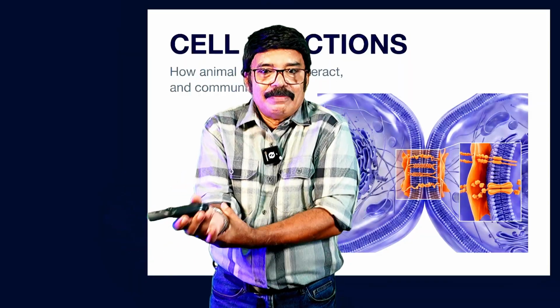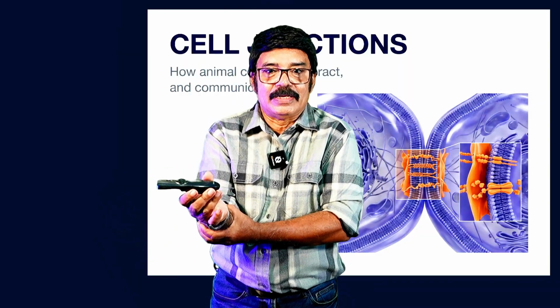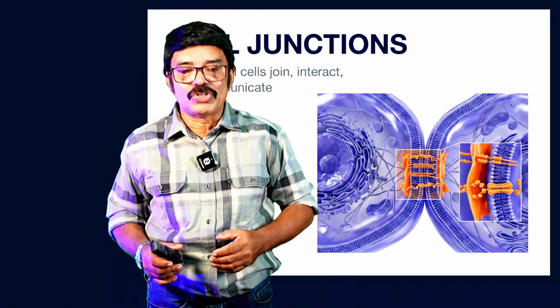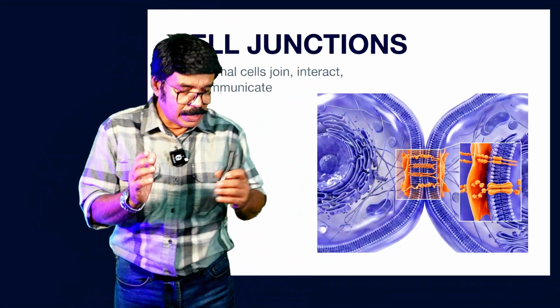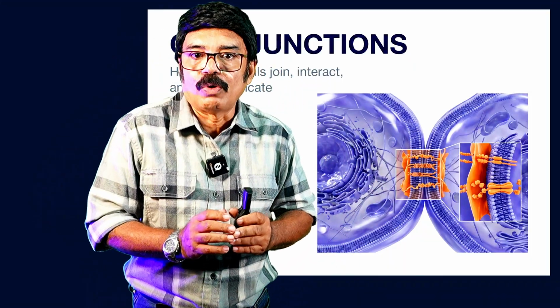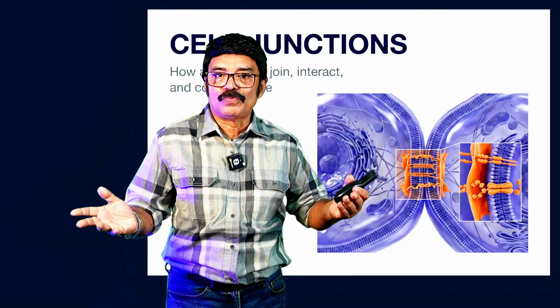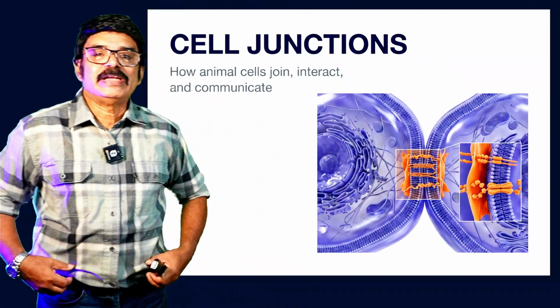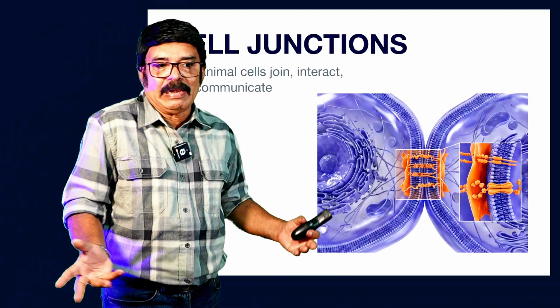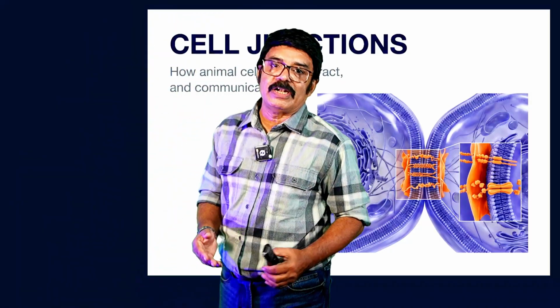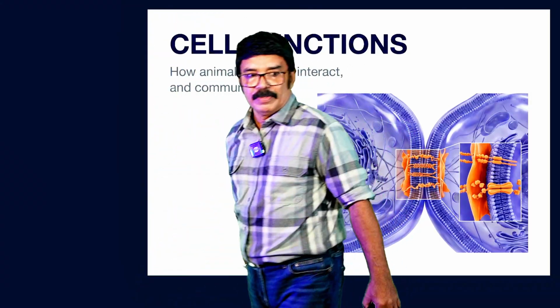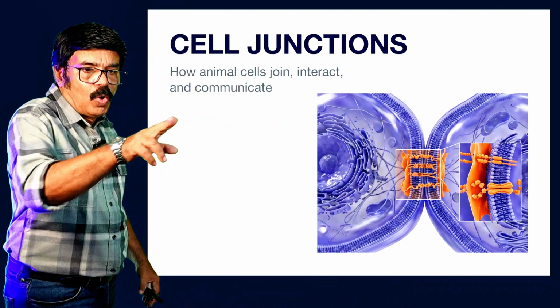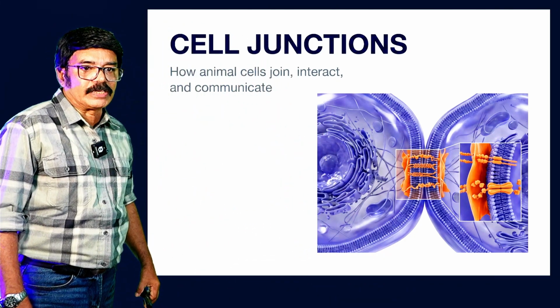Cells are connected. And even in grade 6, you learned that cells combine to form tissues. How do they combine to form tissues? By cell connections. So it is needless to say that cell junctions are always present. Clear? Shall we go to how animal cells join, interact, and communicate?